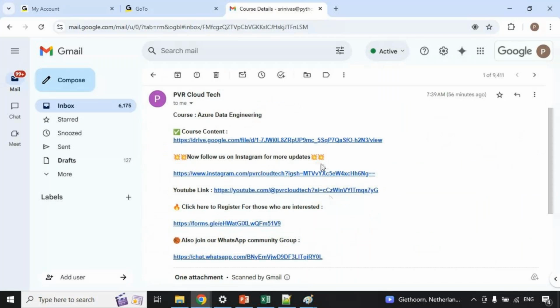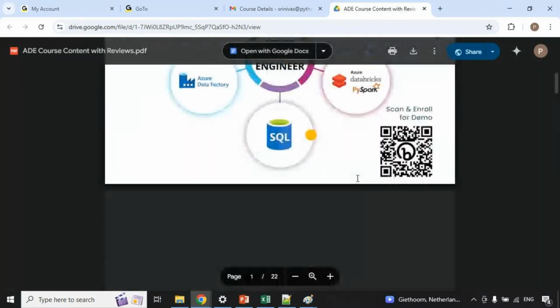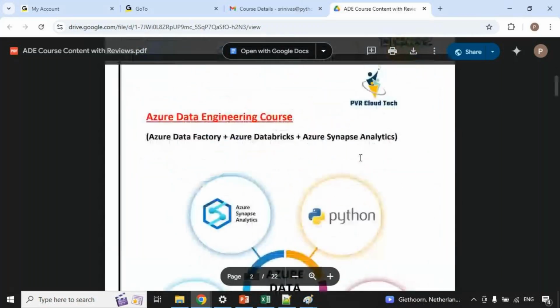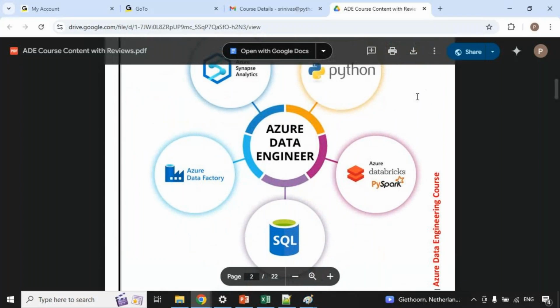So here you can see, here guys, I included Python and SQL. You can see here, Python and SQL. I will provide the recording. Guys, Fabric I did not include it. Fabric also I said. Okay.